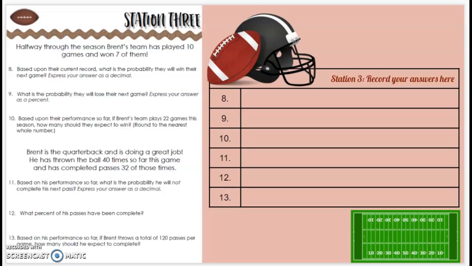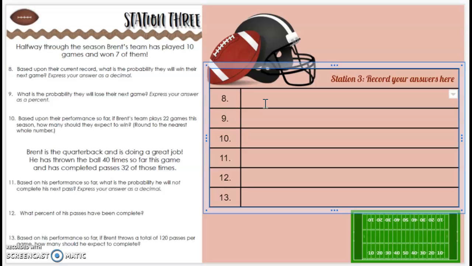Okay, station 3, what you're going to do is you're going to read this. Halfway through the season, Brett's team has played 10 games and they won 7 of them. So based on their current record, what is the probability they will win their next game? We're going to express our answer in the form of a decimal.